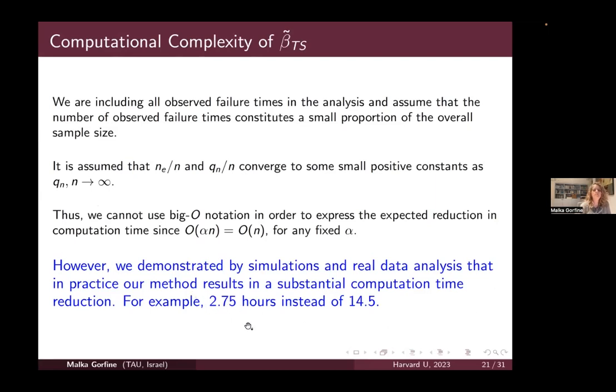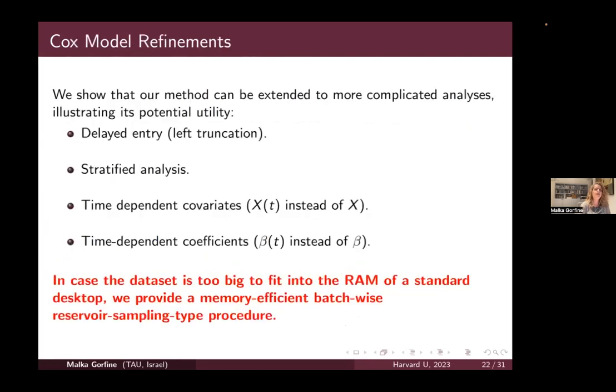For example, it takes only less than 3 hours instead of more than 14 hours. We also show that our method can be extended to more complicated analyses: delayed entry, left truncation, stratified analysis, time-dependent coefficients, time-dependent covariates, and so on. We also show something very interesting, I think, in the paper, but I don't have time to go into the details. So in case the data set is too big to fit into the RAM of a standard desktop, we provide a memory-efficient batch-wise reservoir sampling type procedure. If one is interested in these details, you should go directly to the paper.